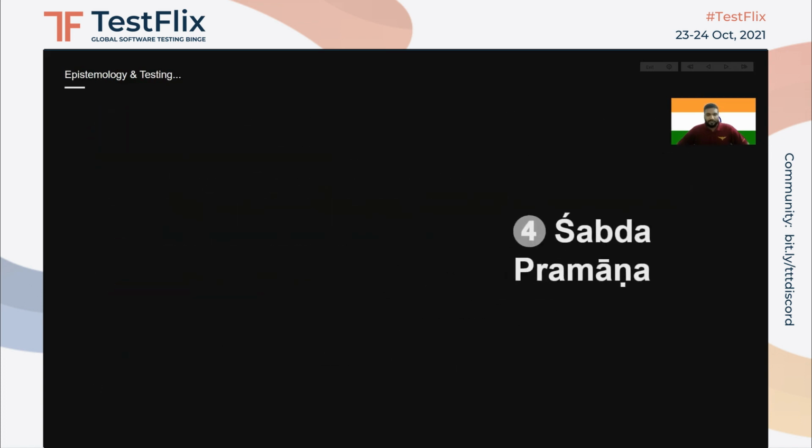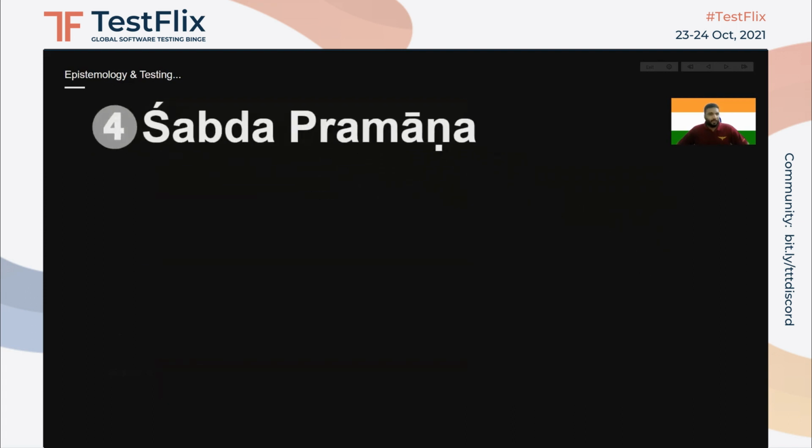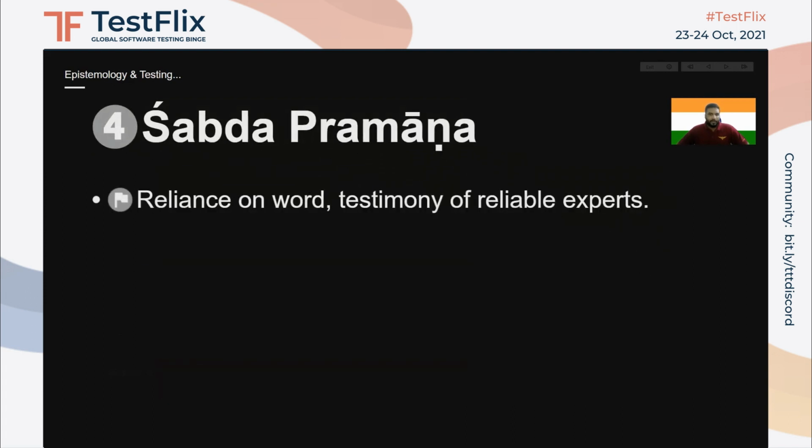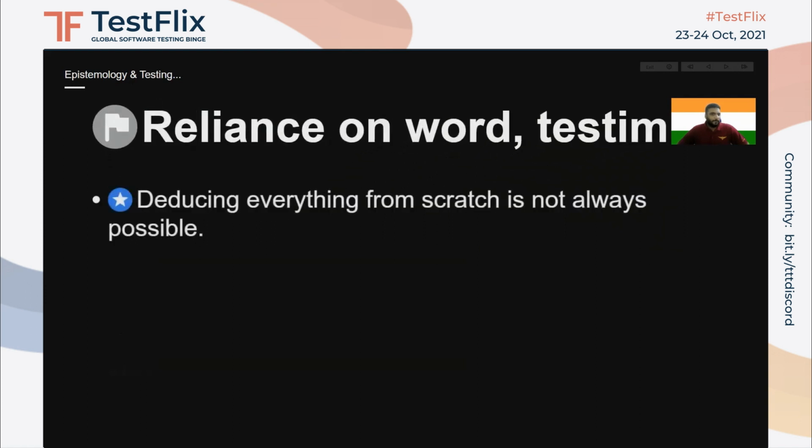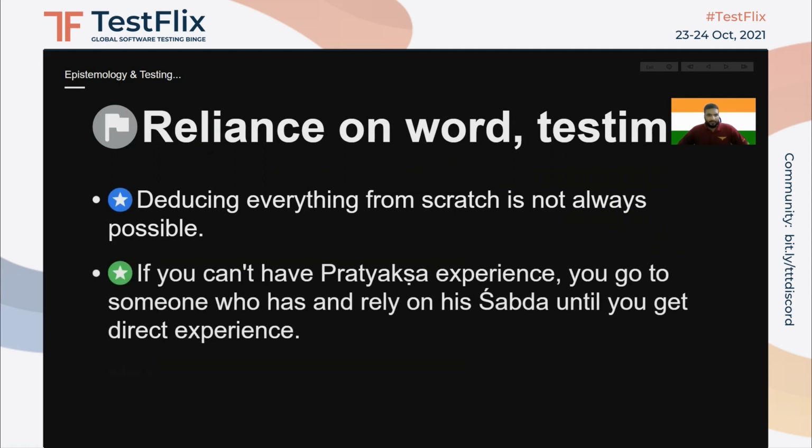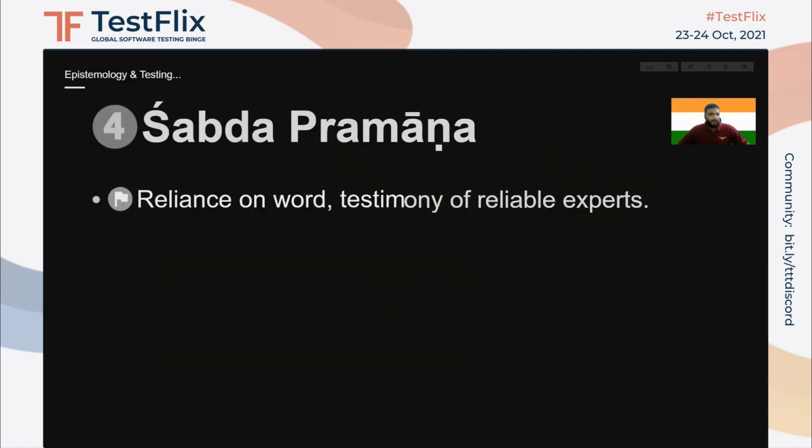And the last one is Shabd Praman, which talks about credible sources: reliance on the word testimony of reliable experts. Deducing everything from scratch is not always possible. We don't have that much time all the time. So if you can't have a pratyaksh experience, you go to someone who has it and rely on his or her shabd until you get the direct experience.